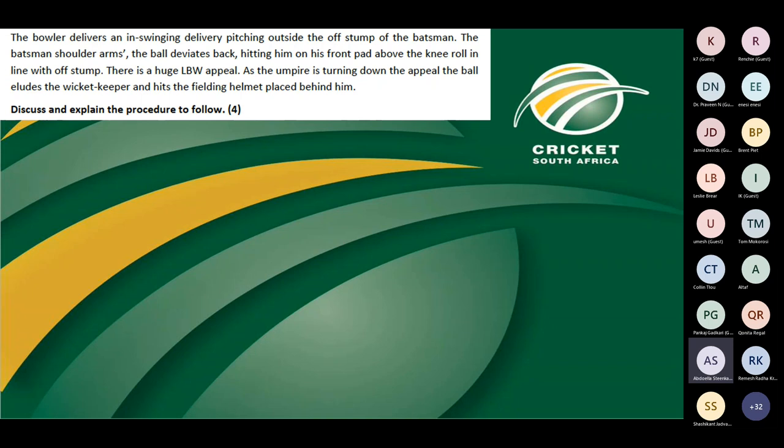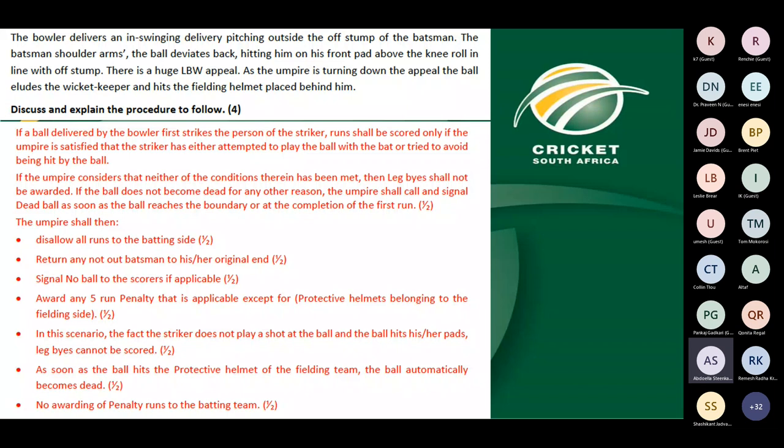Yeah, well done, everyone. So just to summarize what the memo is saying: if the ball that was delivered strikes the person of the striker, runs shall only be scored if the umpire is satisfied that either the striker attempted to play the ball with the bat or tried to avoid being hit by the ball. If the umpire considers that these two criteria were not met, then leg byes shall not be awarded. If the ball does not become dead for any other reason, the umpire shall call and signal dead ball as soon as the ball reaches the boundary or at the completion of the first run. If they did decide to run, the umpire shall then disallow all runs to the batting side. The umpire shall return any not out batter to his or her original end.